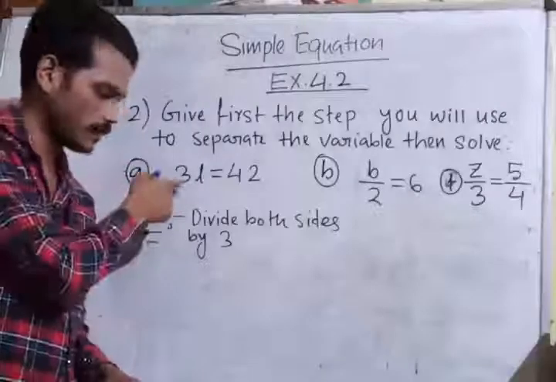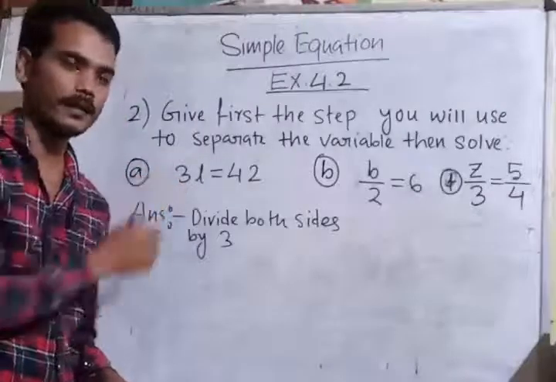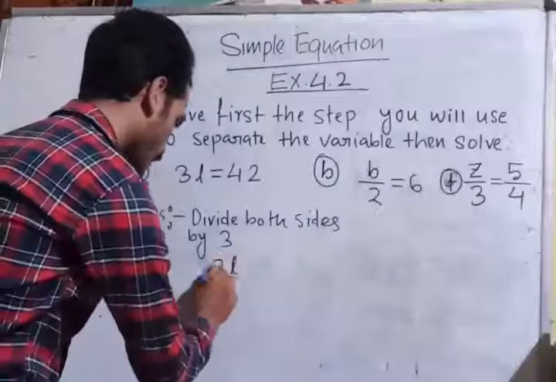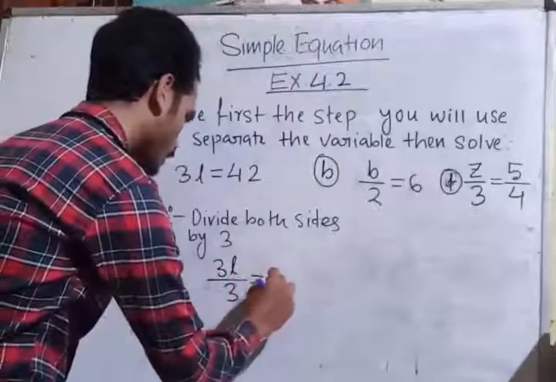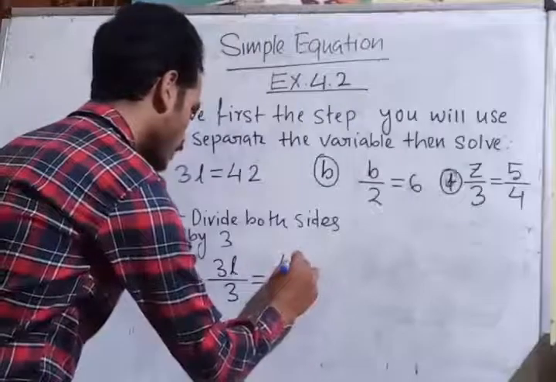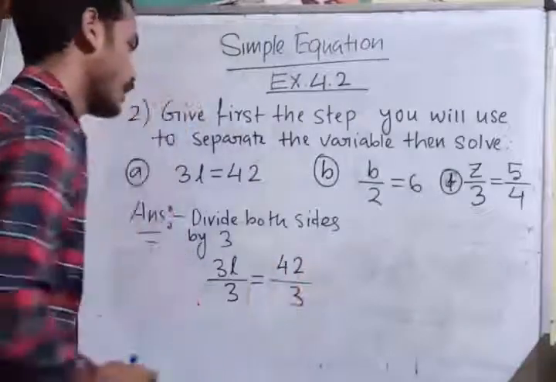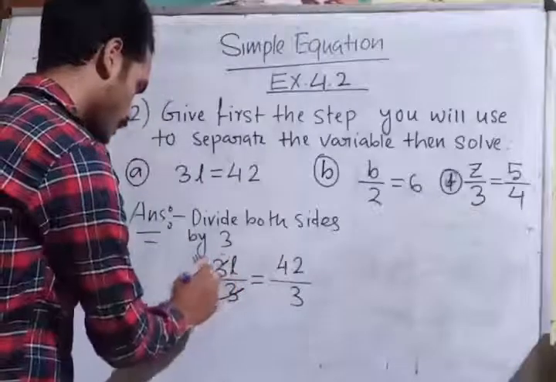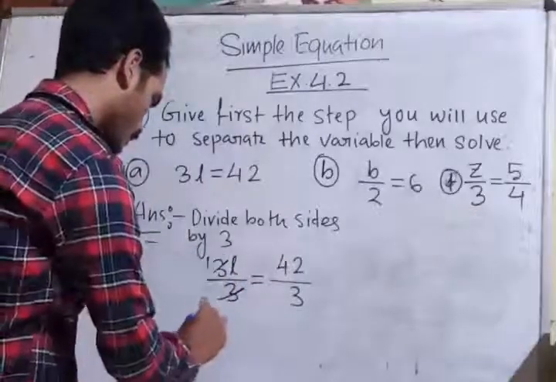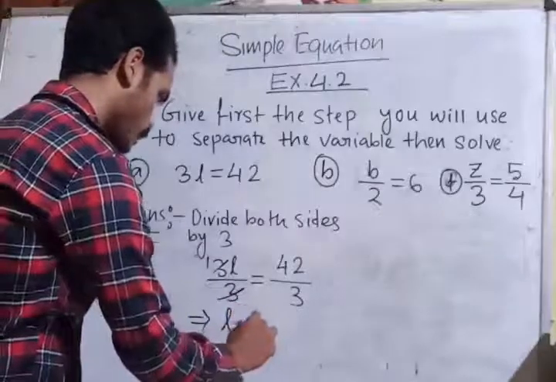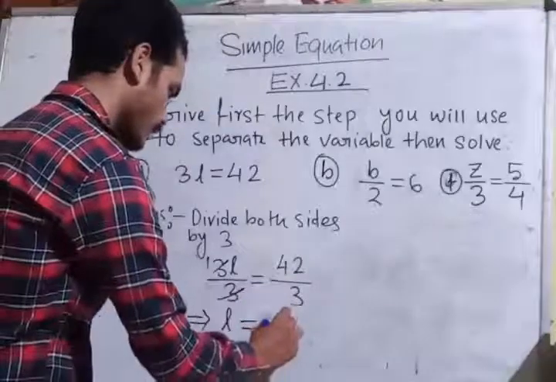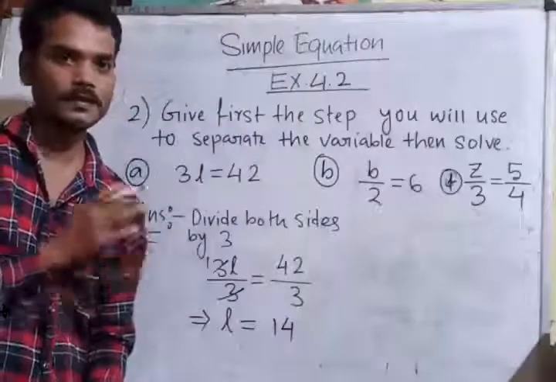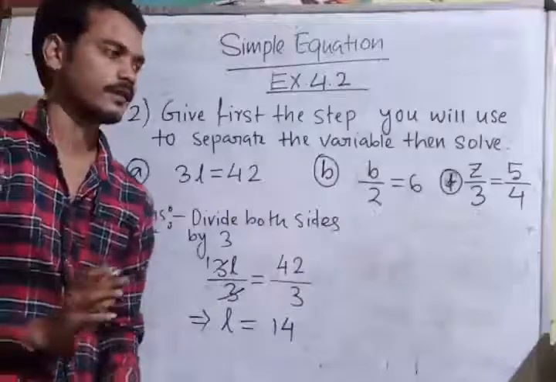Why 3? Because 3 is there with the variable l. So if you divide both sides by 3, you will get 3l by 3 equal to 42 by 3. You have divided both the side by 3. Now 3 and 3 is cancelled out. 3 ones are 3. This will be l equal to 3 ones are 3. Then 3 4s are 12. So l is equal to 14. Very easy thing. You have understood it.